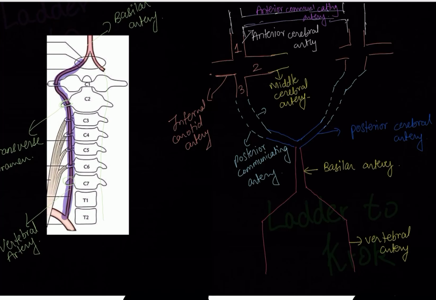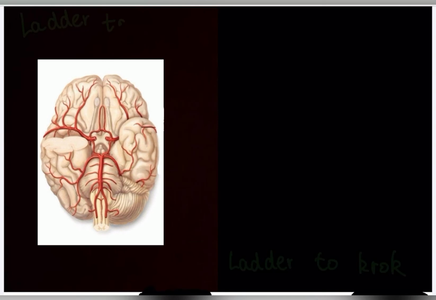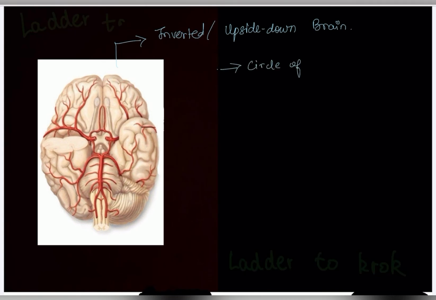I'll be showing you the exact location of this in the brain. Okay, in the next, let's revise just to complete circle of Willis. But before that, this picture you see right here is the inverted picture of the brain. Inverted, or if I keep the brain upside down, this is the view of the brain. Now the circle of Willis, where is it present? It is present in the interpeduncular fossa, in the base of the cerebrum.